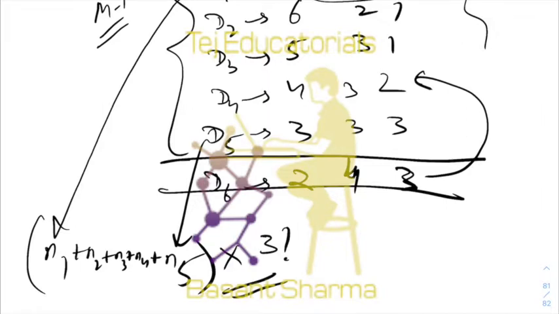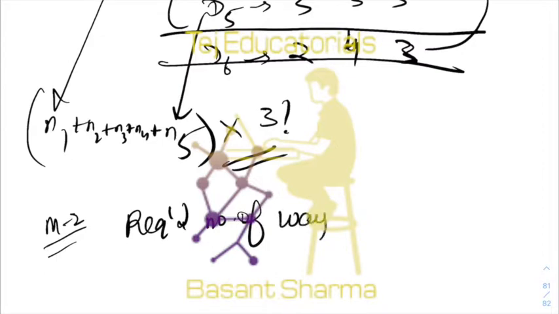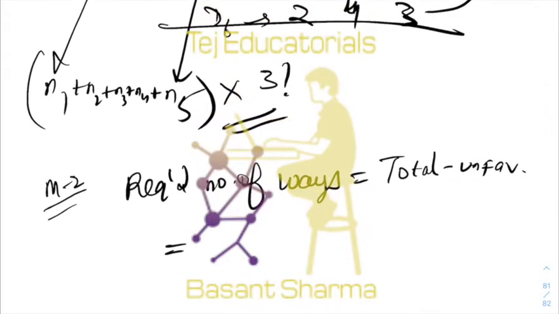Another way of looking at this is, since there are only 3 persons, we can use the bijection rule. So required number of ways is total minus unfavorable. Now what are the unfavorable cases? First, what are the total number of cases?